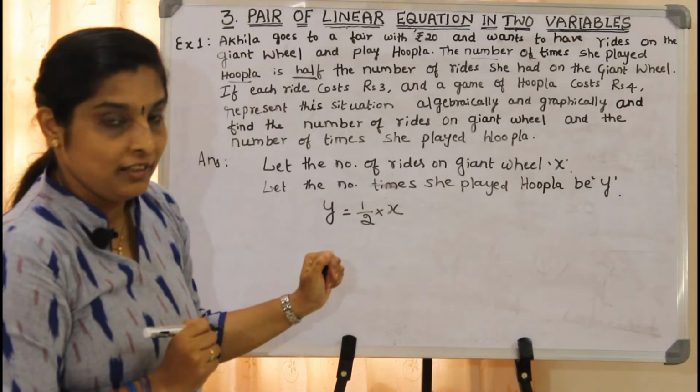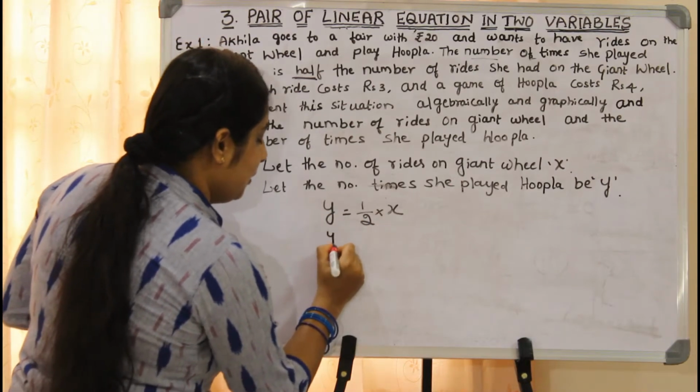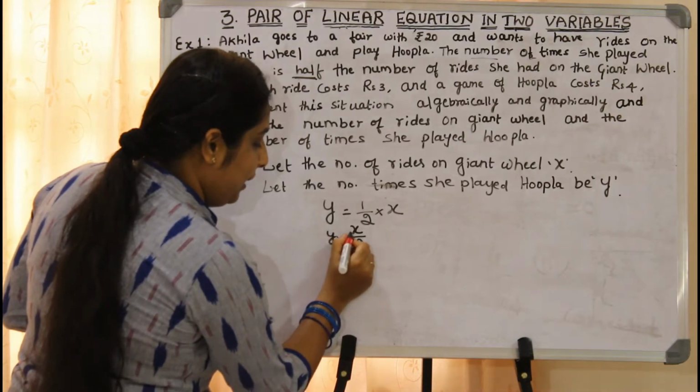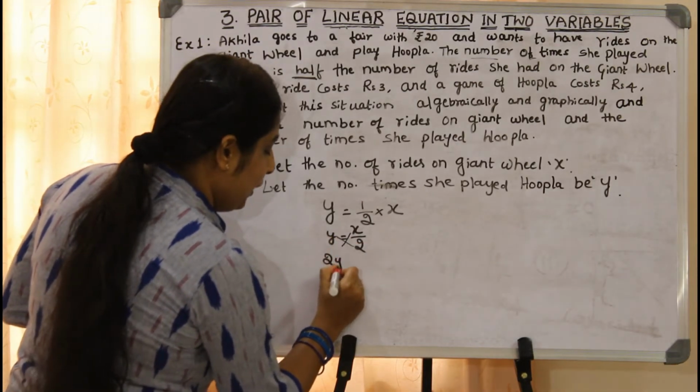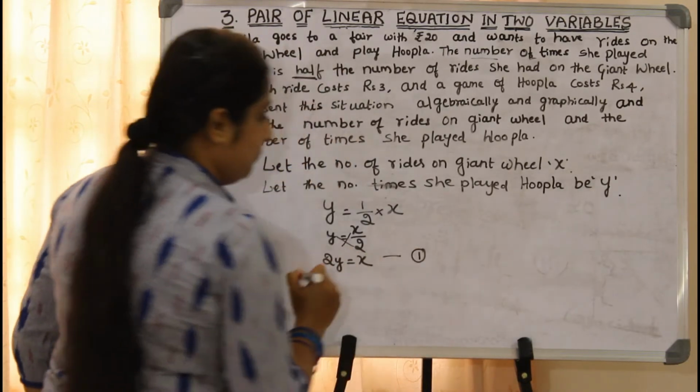Let us simplify this. Okay, y is equal to half x. This is nothing but y is equal to x by 2. So if I cross multiply, this will become 2y is equal to x. Okay, so this is our first equation.